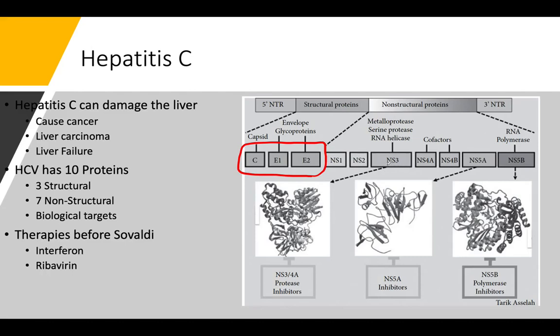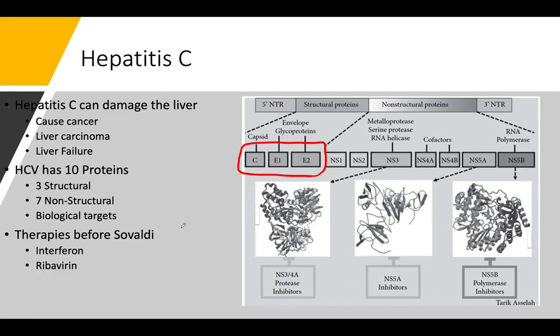Of particular interest to us are NS3, which is a serine protease, and so NS3 can be a target. Then you have cofactors such as NS4A and NS4B. And then you have NS5A, which can be targeted, and then you have NS5B, which is the target of Sovaldi.